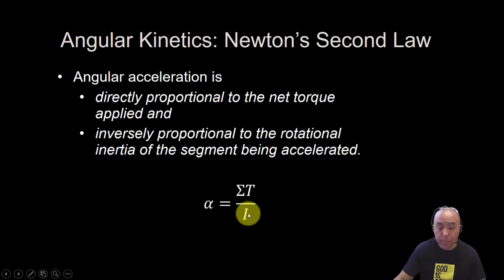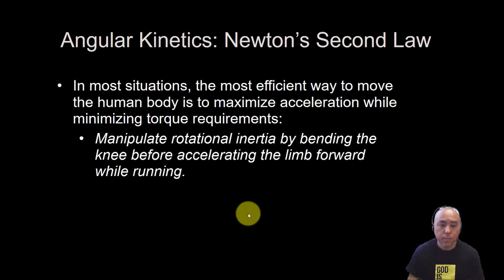Remember, moment of inertia is dependent not only on mass, but the distribution of mass. Very important concept. So in most situations in human movement, whether we're talking about running, walking, or throwing a baseball, throwing a football, throwing a javelin, swinging a bat, swinging a golf club, the way that humans are able to maximize their efficiency, which is the output created from the same torque, or minimize the torque required for a certain movement, is by manipulating moments of inertia.